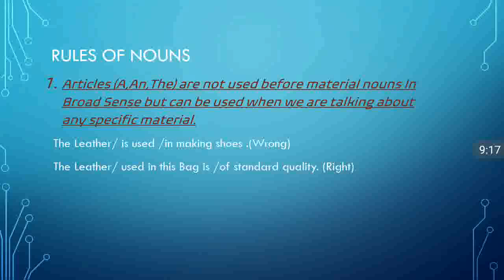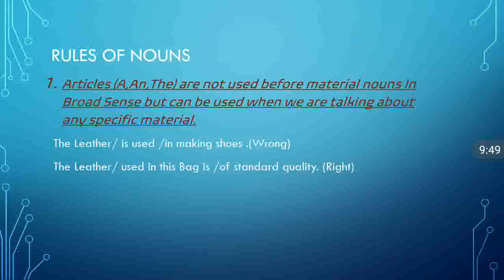But in the second example, the leather used in this bag is of a standard quality. Now we are talking about this bag. That means we are specifying which bag we are talking about. This bag, that bag. This is specific sense, when we know and we can clearly identify what we are talking about. So the words this bag show that we are talking about a specific bag.